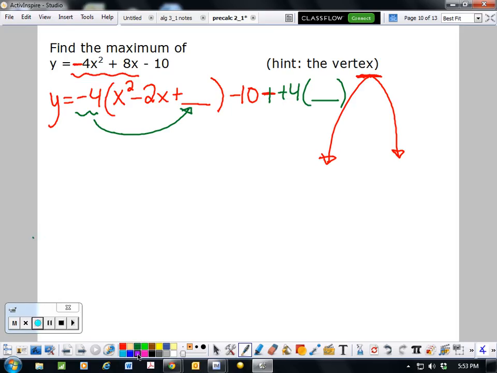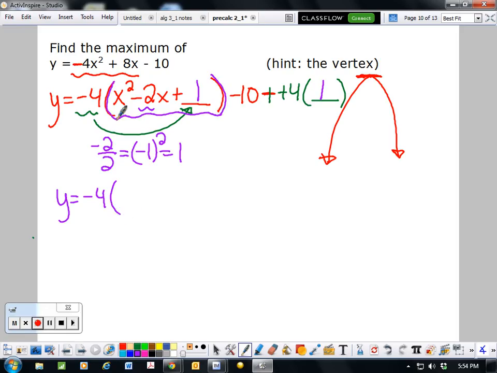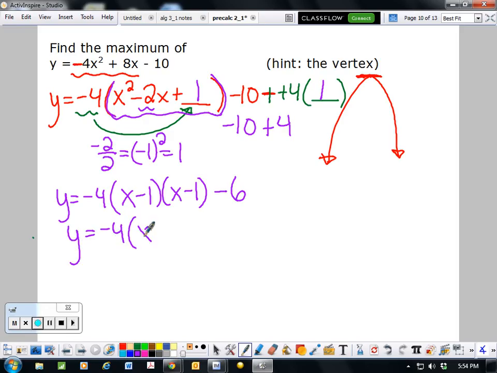So now I'm going to take this middle number and do the completing the square. So negative 2 divided by 2 gives me negative 1. I square it to get 1, and that's the number that goes in here. So now I have y equals negative 4, and I'm going to go ahead and factor this portion right here. So that should be an x minus 1 times x minus 1. And then over here I have a negative 10 plus 4 times 1, which is 4. So negative 10 plus 4 gives me minus 6. So now I have y equals negative 4 times (x minus 1) squared minus 6.